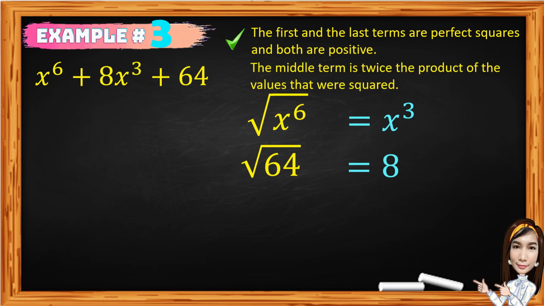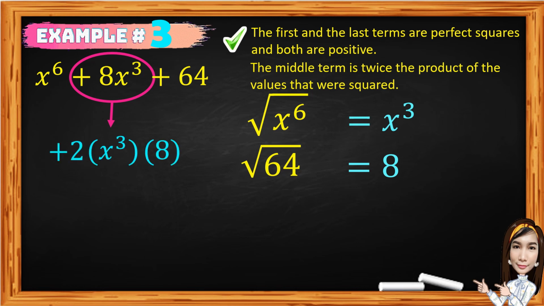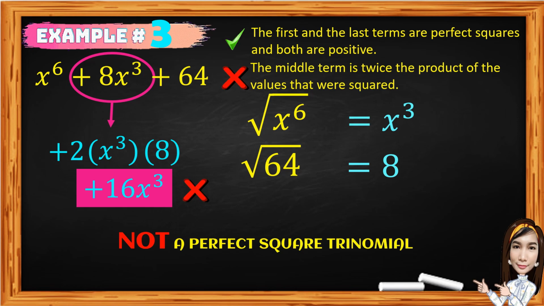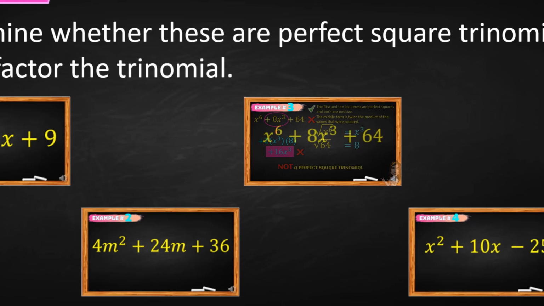The middle term is twice the product of the values that were squared. So the middle term is positive 8x cubed. So we have positive 2 times the first term x cubed times the last term 8. So we have 16x cubed. As you noticed, since the middle term is 8x cubed instead of 16x cubed, it does not satisfy the condition. Therefore, the given is not a perfect square trinomial.